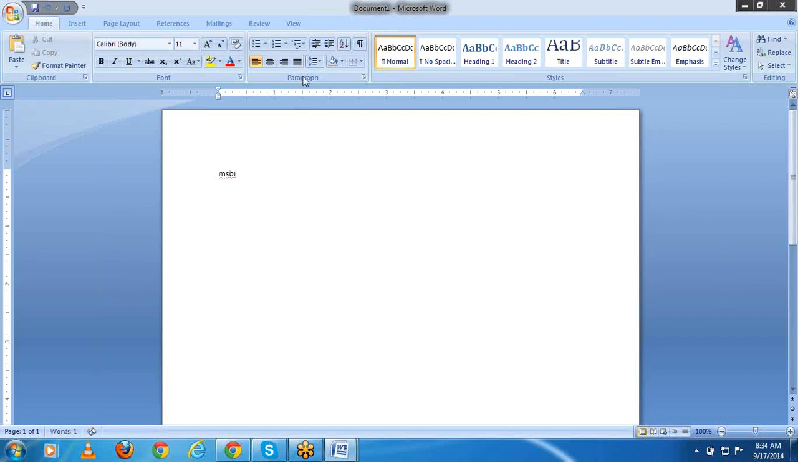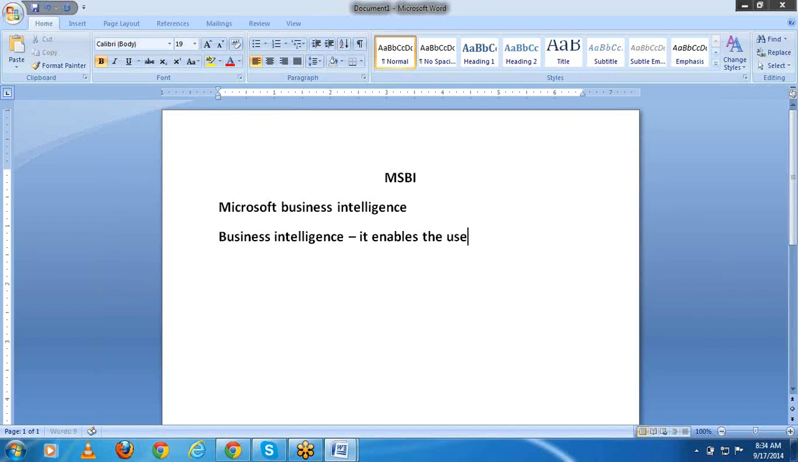Coming to MSBI, let's see what is MSBI first. MSBI says Microsoft Business Intelligence. So this says this is a Microsoft product. Okay, what is this business intelligence? Business intelligence says it enables the user or business to take better decisions. If you take Google, you are given with some intelligence.